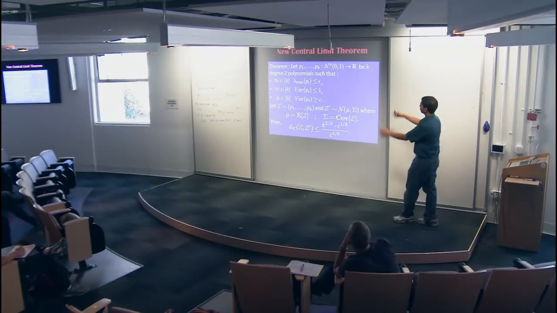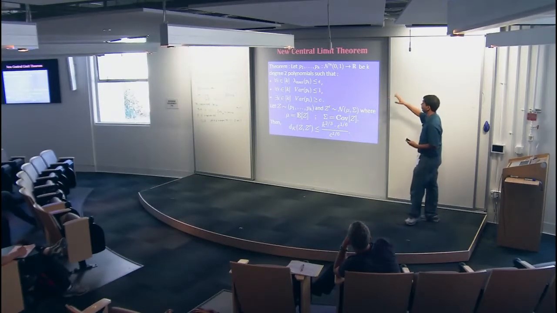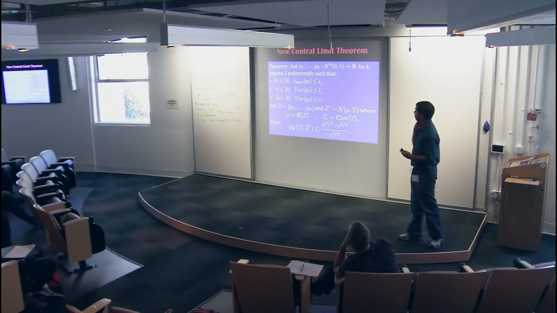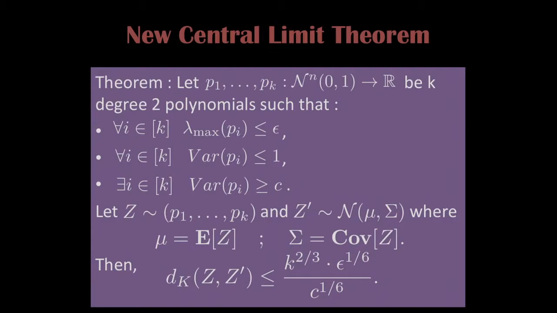Okay, so this is the main theorem. This is the new central limit theorem. If you have k degree 2 polynomials over the normal distribution, and all of them satisfy three conditions: the maximum eigenvalue of each of the polynomials is bounded by epsilon, the variance is always bounded by 1, and at least one of the variances is at least c. Then the joint distribution looks like a multidimensional normal.